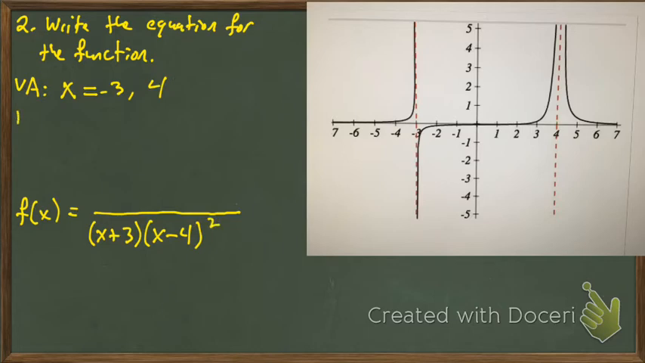All right. Now we're going to do our horizontal asymptote. It does appear to be flattening out to 0 in both directions, which means that the degree of the denominator needs to be larger. So the horizontal asymptote is y equals 0.